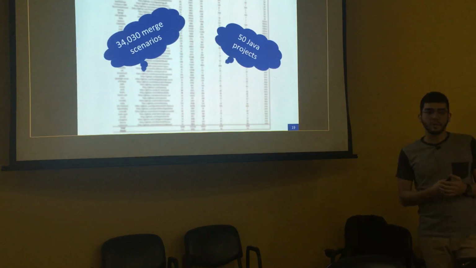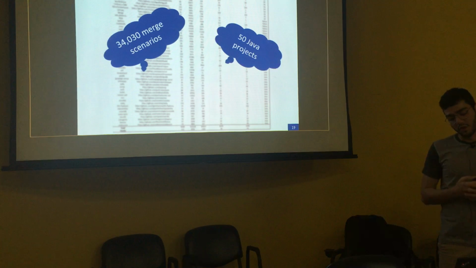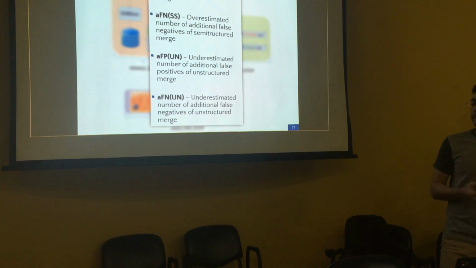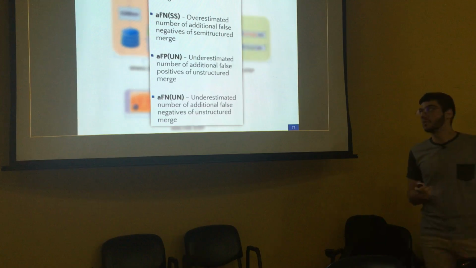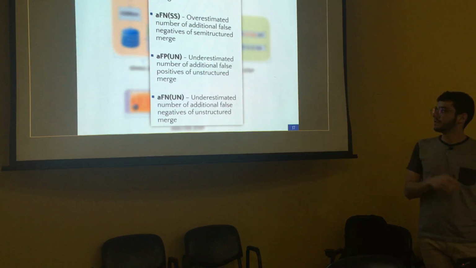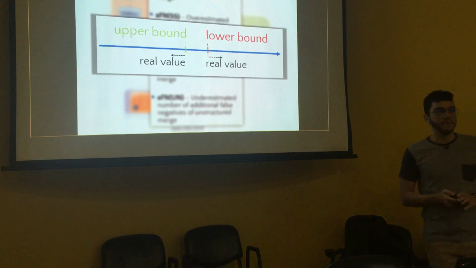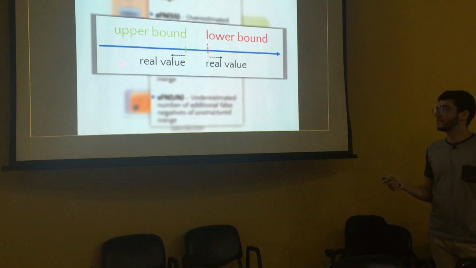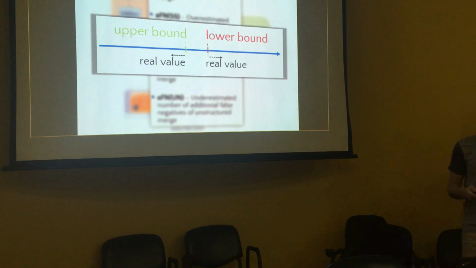As a result of the mining step, we performed this experiment on over 34,000 merge scenarios from 50 selected Java projects. And given that part of the execution and analysis steps is language dependent, we process only the Java files in these scenarios. Because of implementation limitations, our metrics are actually approximations. So we compute the overestimated number of semi-structured merge additional false positives and additional false negatives, and the underestimated number of additional false positives and false negatives of unstructured merge. This is not a problem if we find that an overestimated number is lower than an underestimated number, because this means that the difference applies also to the actual values underlying these metrics.